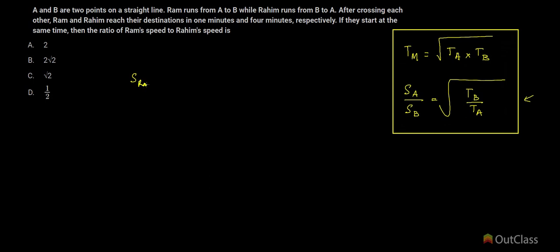Speed Ram by speed Rahim is simply the square root of the 4 minutes taken by Rahim divided by the 1 more minute taken by Ram. The answer is 2:1.